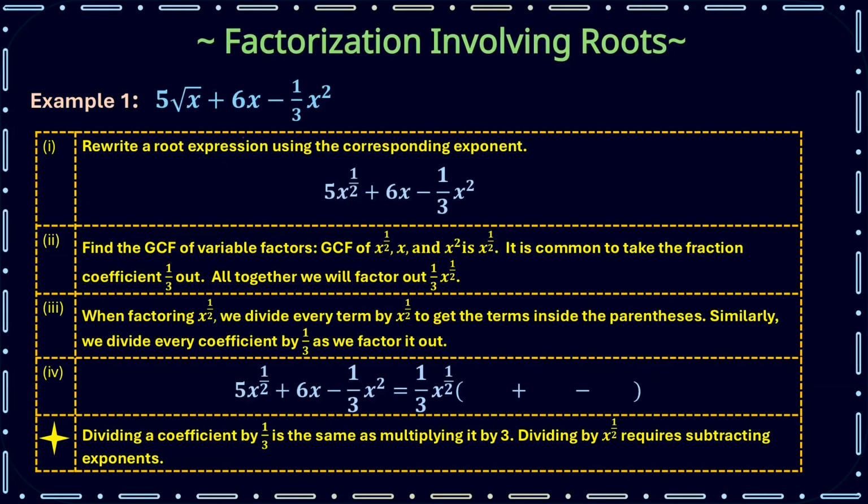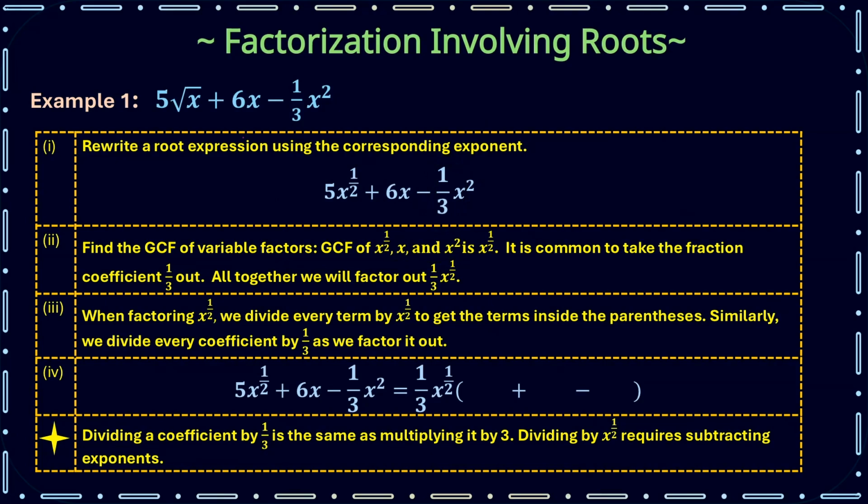Okay, so what we are going to do first is write the expression with roots written as exponents, or in exponential form. As we know, square root of x is the same as x to the 1/2. We have three variable factors, x to the half, x, and x squared. The GCF of those is x to the 1/2, as I have indicated here. It is common to take out a fraction coefficient if a fraction is present in the expression.